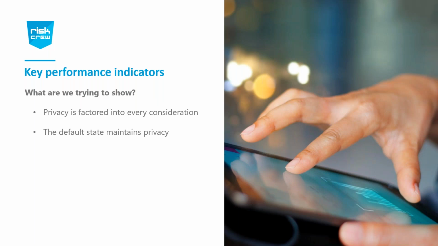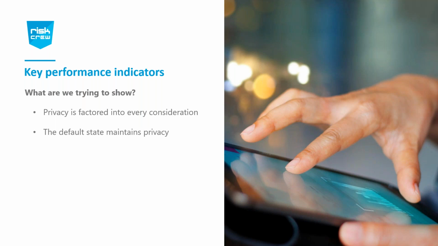Now here we are to a difficult one, key performance indicators. It's worth considering what the key performance indicator is intended to show. What we are trying to demonstrate is that privacy is factored into all the decisions on new processing or changes impacting existing processing. So privacy is the forefront of how we approach new things or changes to existing. Now, the default state must enable or maintain the privacy of the data subjects.